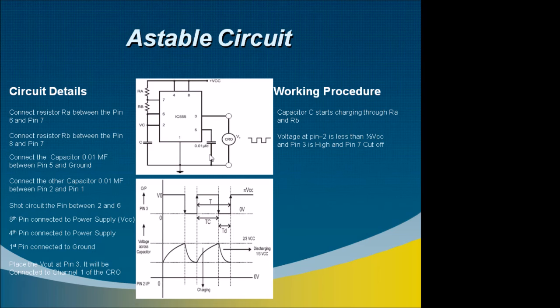When the voltage of capacitor C becomes equal to or greater than 2/3 of VCC, the threshold comparator operates and pin 3 becomes low. Now pin 7 becomes active and discharges the capacitor into itself through RB only. In this way, capacitor C charges through RA and RB but discharges through RB only. So, charging time is greater than discharging time.